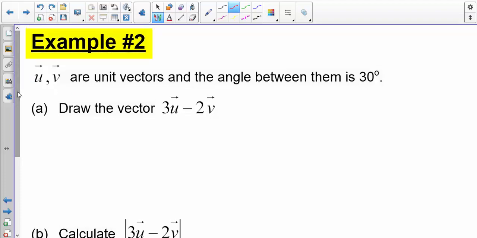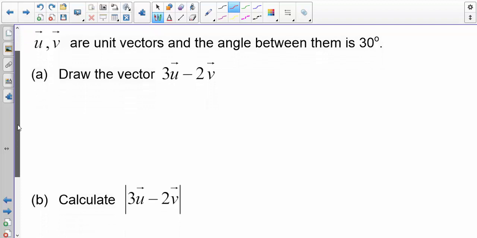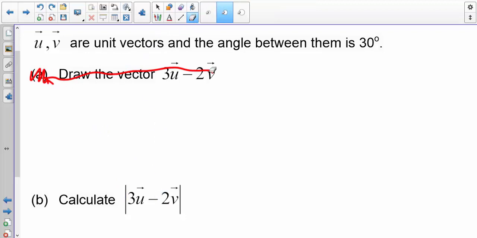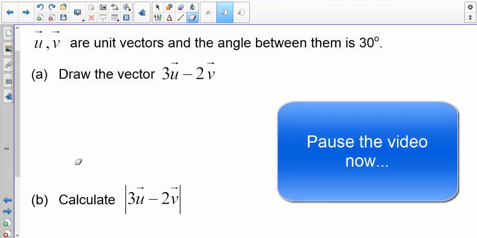All right, so here, give this one a try or a think. We've got vectors u and v are unit vectors, and the angle between them is 30 degrees. We saw a very similar question to this with the previous lesson. So what I'm asking you to do is draw vector 3u minus 2v, and then calculate the magnitude of that resulting vector. So go ahead and draw a diagram. Question A, I probably wouldn't even ask that on a test, I'd just say, calculate the magnitude of those two. But no matter what, draw a diagram whenever we're dealing with a vector problem. Okay, so go ahead, draw that diagram and calculate that magnitude for me.